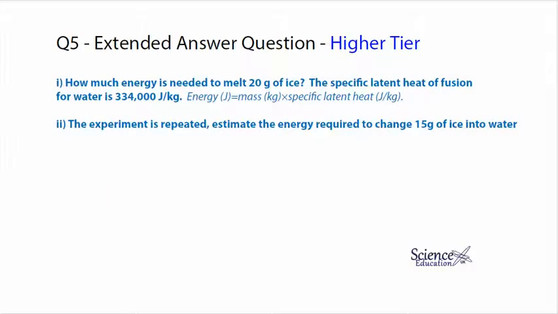And another higher tier question just to finish us off, and everybody loves a bit of maths, don't they? So let's have a look at this. It's all about specific latent heat, and they've very kindly given us the equation below, energy equals mass times specific latent heat, and they've even given us the specific latent heat of water. So, how much energy is needed to melt 20 grams of ice? And then the second part of the question is asking us to estimate the energy to turn 15 grams of ice into water. So, you might want to pause the video for this one because that's a tricky calculation, and don't forget how we measure mass in this equation.